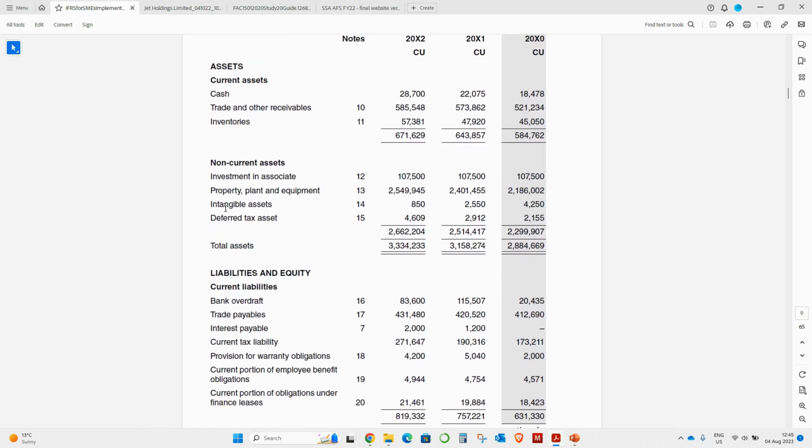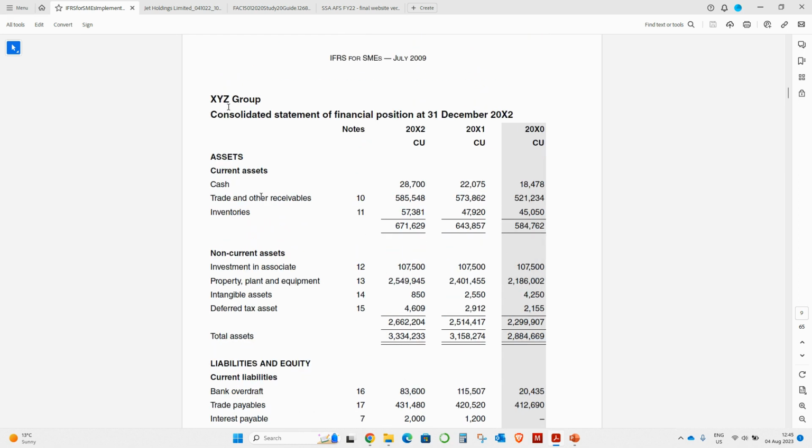Your non-current assets are basically all your assets that you will realize after more than 12 months. You see these assets here, they are current and they are easily convertible. So you can easily convert them to cash. Like for instance, cash, you can use it tomorrow. So it's easily convertible. Debtors can pay you tomorrow. Inventories, you can sell it the next day.